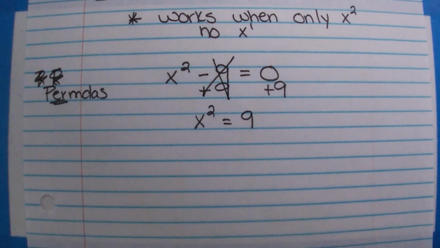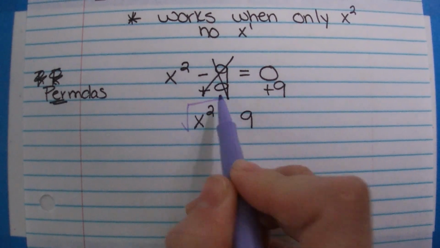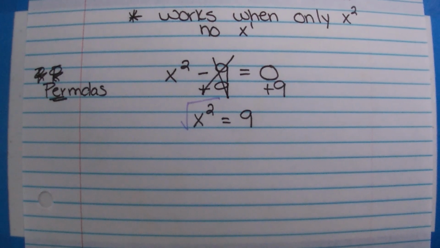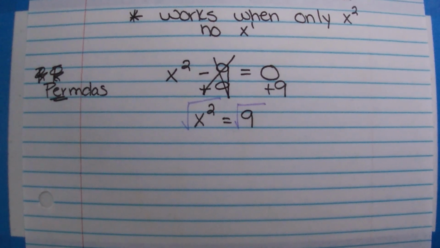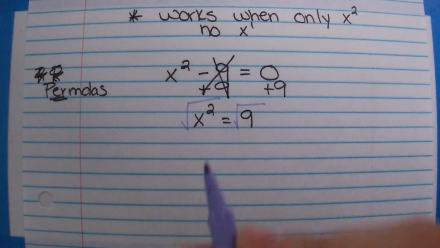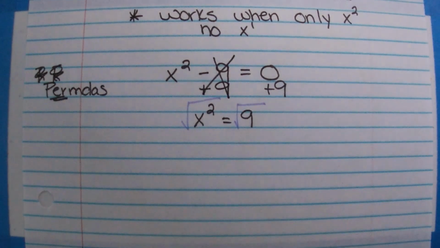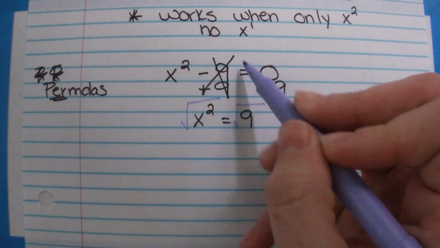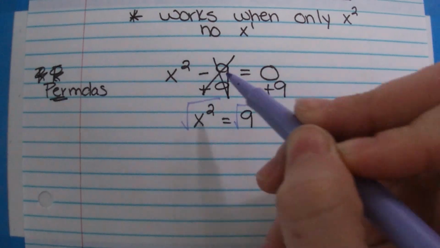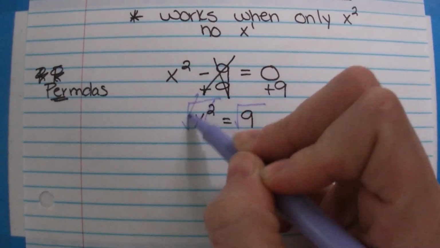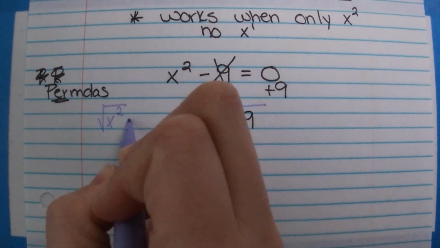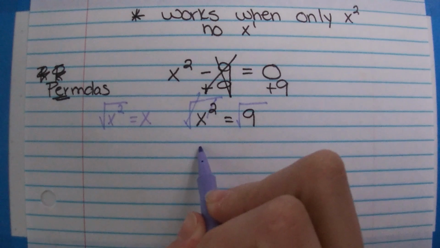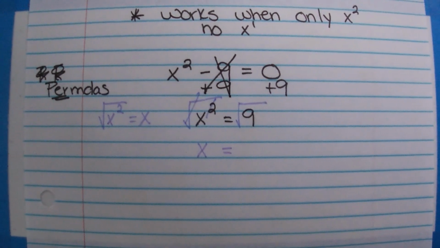Then our second step will be to undo an exponent of 2. To undo an exponent of 2, we add a square root. And just like everything else, whatever we do to one side of the equal sign, we have to do to the other. Since exponents of 2 and square roots are inverse operations, they cancel each other out just like subtracting 9 and adding 9 did. So those two things just cancel each other out. The square root of x squared is just x. So we are left with x.